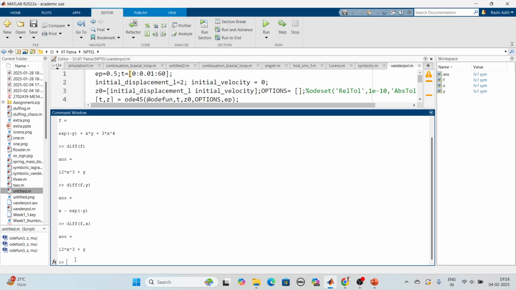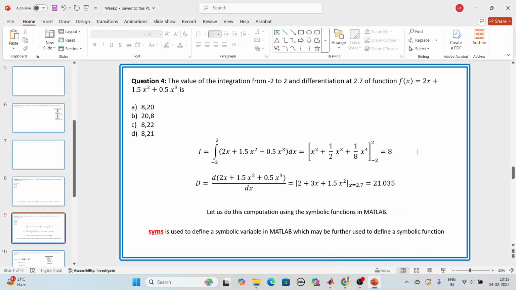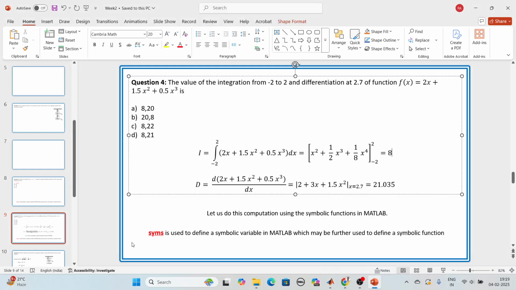Okay, so while using the diff command, if I have a system which has multiple variables which are defined by symbolic variables, in that case, what we can do is find the derivatives with respect to the particular variable, or we can say that we can find the partial derivatives, right? Because in case of partial derivative, what do we do? We consider the other variables as a constant. Okay, so that is how you can use it. Okay, now coming on to the next question. I hope this is clear.